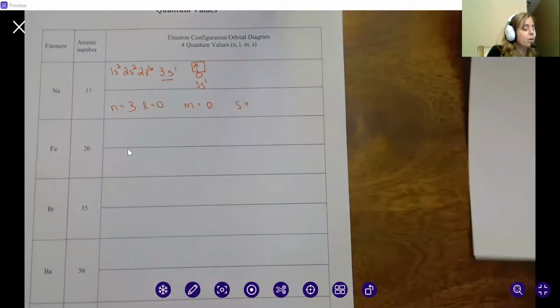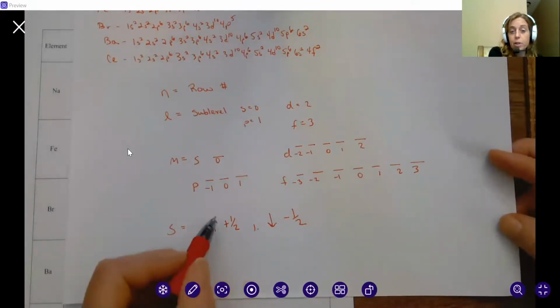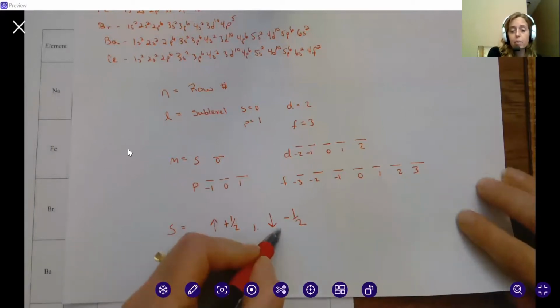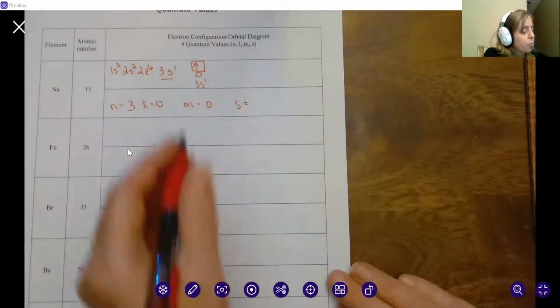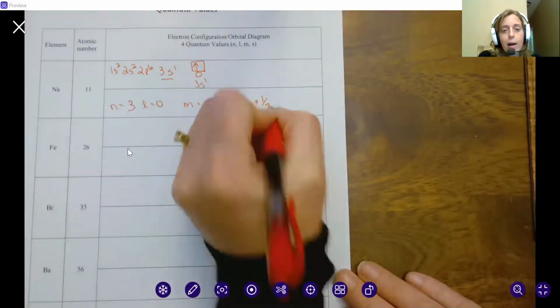And the last thing I'm going to write is S. What direction is my arrow pointing? Is it pointing up? It's always the last arrow that you drew. Or is it pointing down? Well, if I look at it, it is pointing in the upward direction. So it's going to be a positive 1/2.